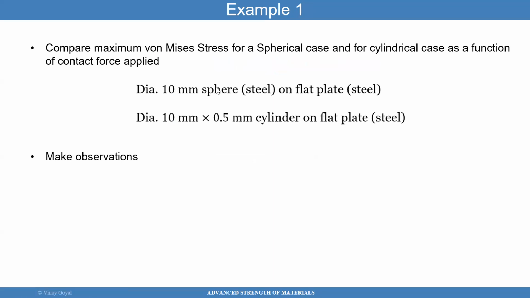we'll step into some examples, very easy formulas to use. So I don't want to spend too much time on this, but let's compare the maximum volumetric stress for a spherical case and a cylindrical case. I want to look at two cases as a function of contact force. All the cases are going to use steel as a modulus. And the sphere is going to be about a 10 millimeter sphere on a flat plate, and the cylinder is going to be 10 millimeter by 0.5 millimeter cylinder. Diameter is 10 millimeter. So we're going to make that up, some observations. That's the question being asked.